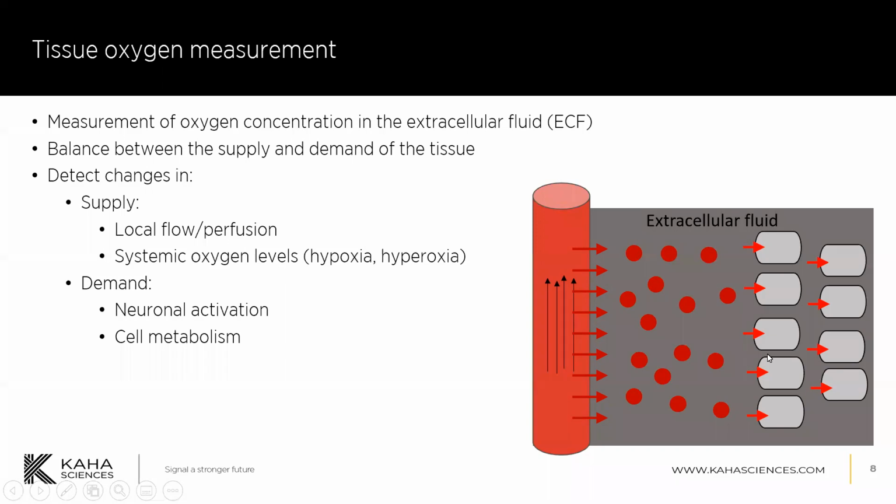So the oxygen concentration in this extracellular fluid will be a balance between the supply coming in and the demand of the cells of that tissue. When we measure a change in the tissue oxygen concentration, we could be detecting a change in either the local flow or perfusion of that tissue. We might be seeing changes in the systemic oxygen level, so if the animal is exposed to hypoxia or hyperoxia. Or on the other side of the equation, we might be looking at a change in the demand. Perhaps there's been a change in the neuronal activation and there's more oxygen being used, or some other change in the cell metabolism.